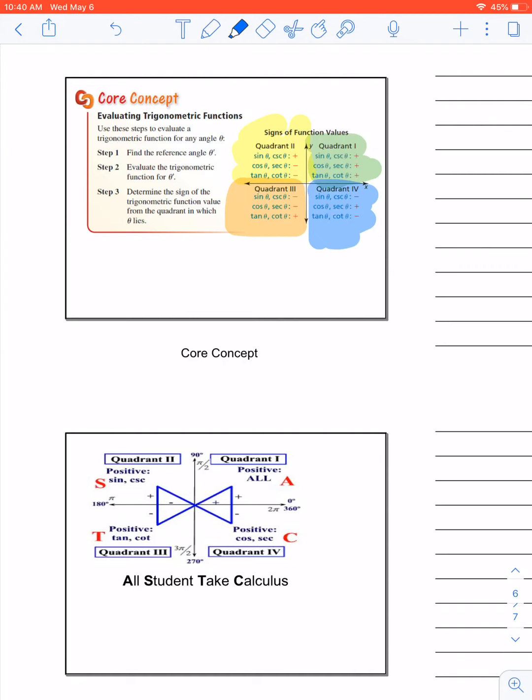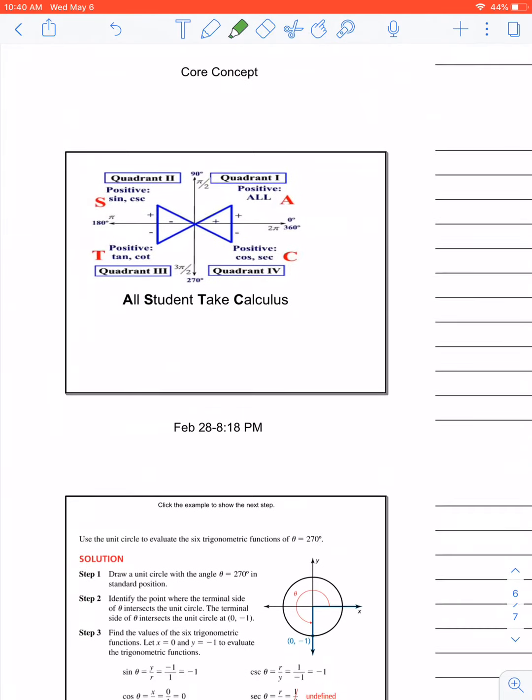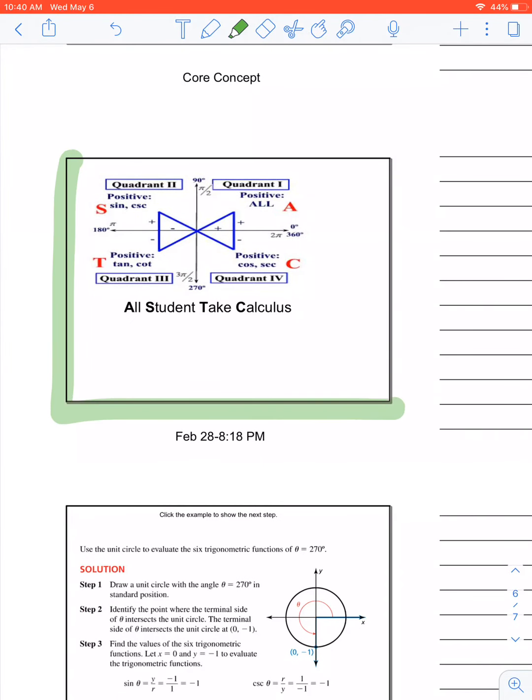I think that's a little bit confusing, because when you're evaluating a trig function, you figure out which quadrant it is in, whether it's going to be positive or negative, and then you find the measurement. What's an easier way to do that instead of having to remember those tricks for every single quadrant? Well, I think it's easier to remember this: all students take calculus.